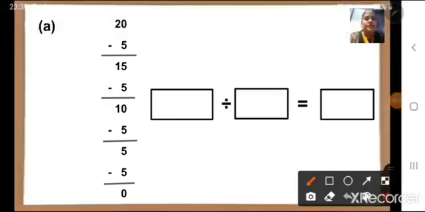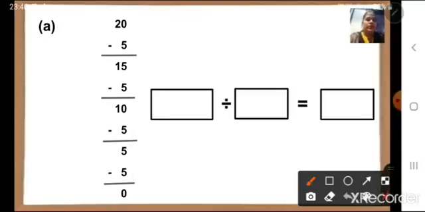The A question. See here children, the repeated subtraction is given here. 20 minus 5 is equal to 15. 15 minus 5 is equal to 10. 10 minus 5 is equal to 5 and 5 minus 5 is equal to 0. Now which number is repeated here? Number 5 is repeated.